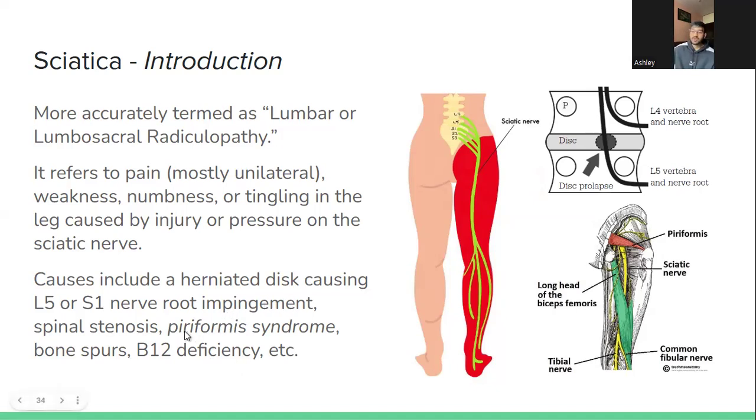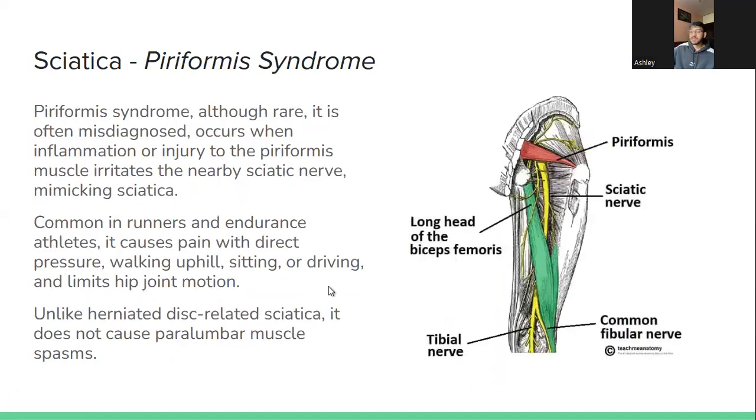One interesting thing though is piriformis syndrome. Okay, I've given the picture here. So piriformis syndrome, you see this red colored picture. That's the piriformis muscle. The sciatic nerve originates slightly behind that muscle.